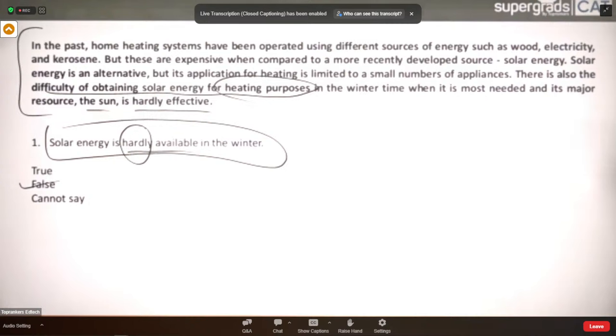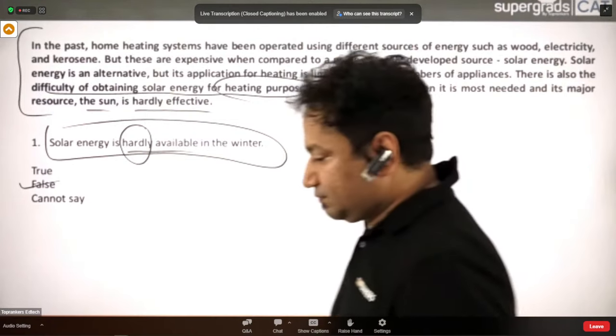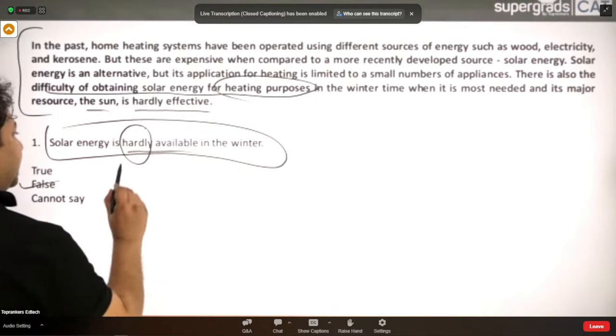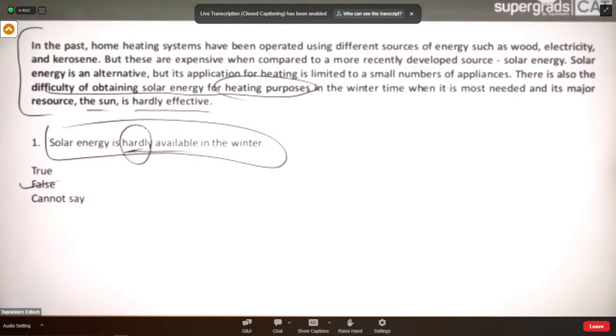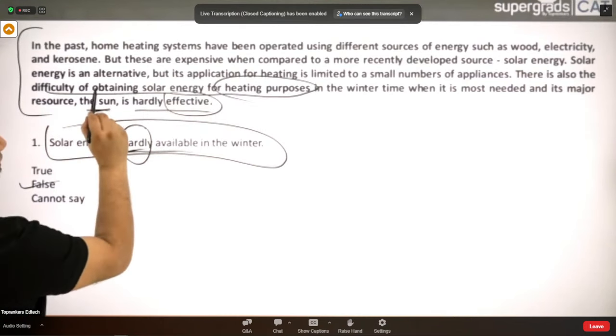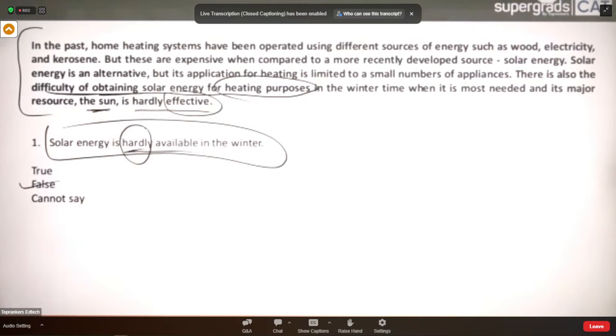Right, bit controversial, huh? Okay, the first one, others think that it's not given anywhere, so we cannot even say that it is false. It has to be cannot say, that is what others think. Okay, others, now try to, yes. So when you say solar energy is hardly available in the winter, then talking about its effectiveness, the sun is hardly effective, or they're talking about the difficulty in obtaining the solar energy would not have made sense. They would have somehow indicated solar energy is not available. Then it must have been true.